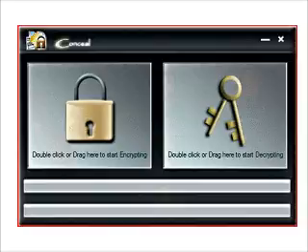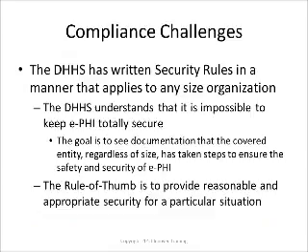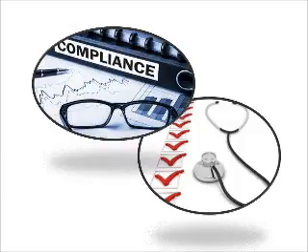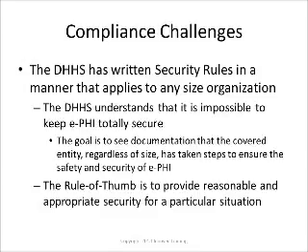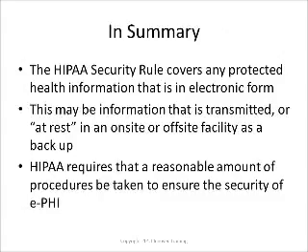Compliance challenges. The Department of Health and Human Services has written security rules in a manner to apply to any size organization. The Department of Health and Human Services understands that it is impossible to keep electronic protected health information totally secure. The goal is to see documentation that the covered entity, regardless of size, has taken steps to ensure the security and the safety of electronic protected health information. A rule of thumb is to provide reasonable and appropriate security for a particular situation.